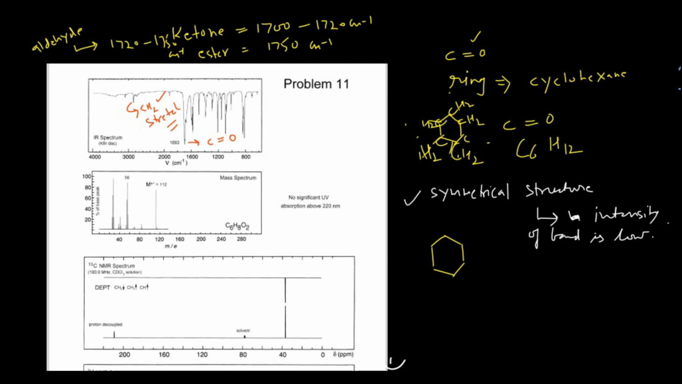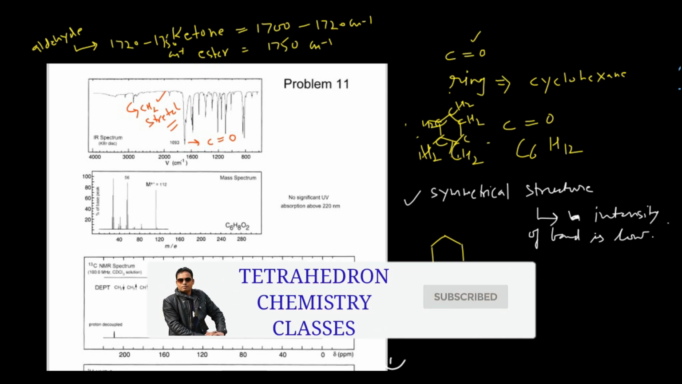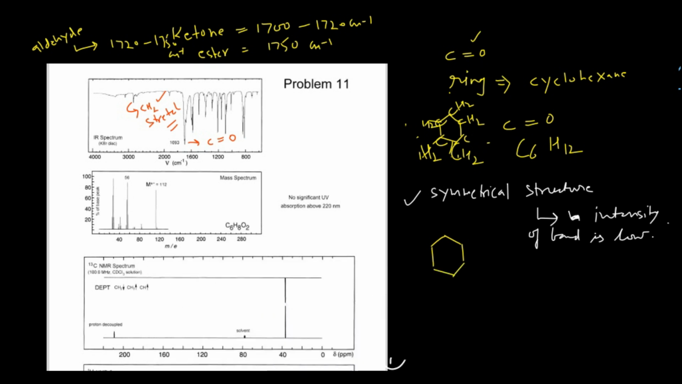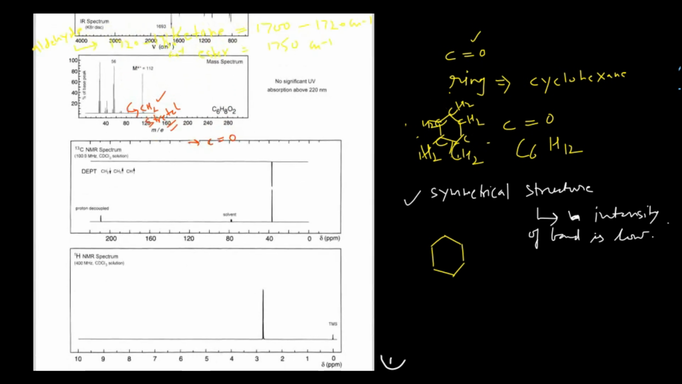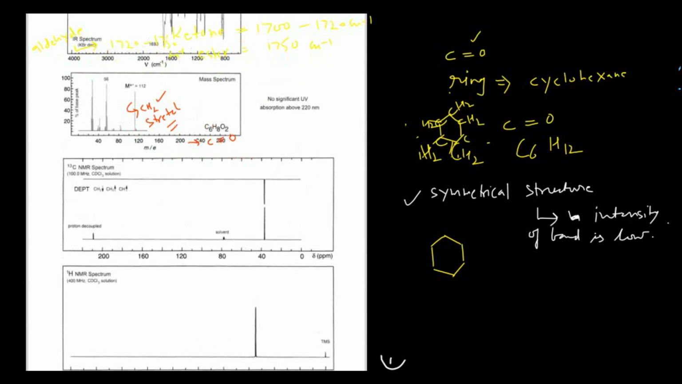Now let us move to the other spectrum. Right now I am not focusing on the mass spectrum, but I will focus on the carbon NMR spectrum. You see here, this is my carbon NMR spectrum, and here you can see the DEPT NMR is given, and another very important and valuable piece of information you will get from this DEPT NMR spectrum. You see, this is a negative peak, right? A peak which shows in the downward direction.